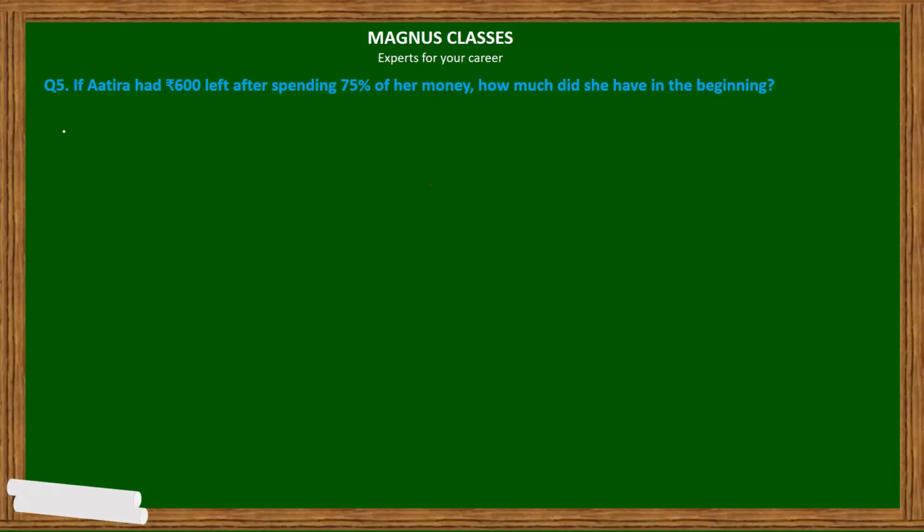Let's see question number 5. Question number 5 says if Atira had rupees 600 left after spending 75% of her money, how much did she have in the beginning?